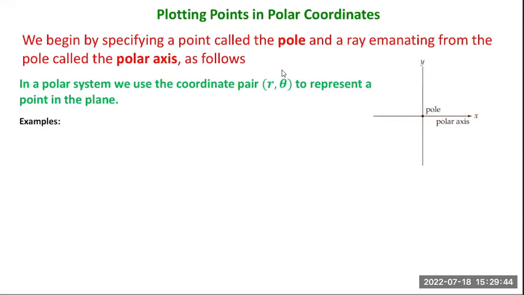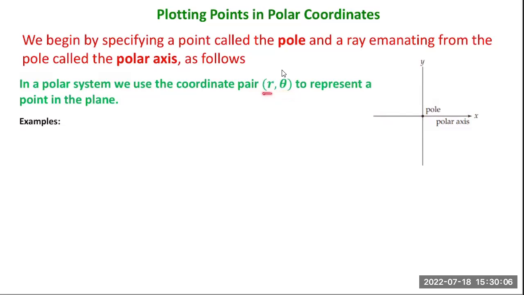lines which are perpendicular to each other, and you mark this origin as the pole, and then this positive x-axis is labeled as polar axis. Okay, with this labeling, this plane is called the polar plane. Next thing that we need to do is we need to know how to mark a given coordinate pair r comma theta on the polar plane.